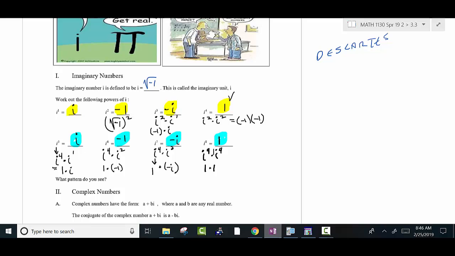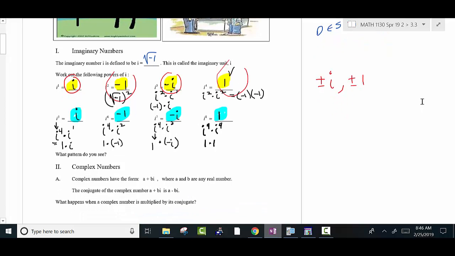And what I want to point out to you is, notice that you have a plus minus i, and then you also have a plus minus 1. So these things come in pairs like that. One's positive, one's negative. So that's how those things go, okay? All right. Any question about what I just did there?